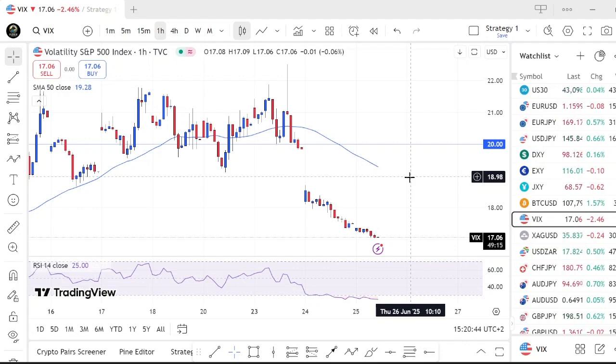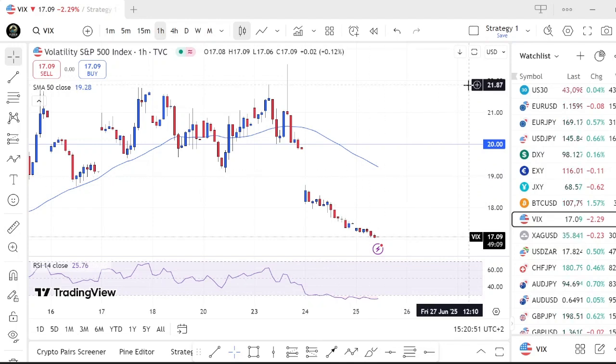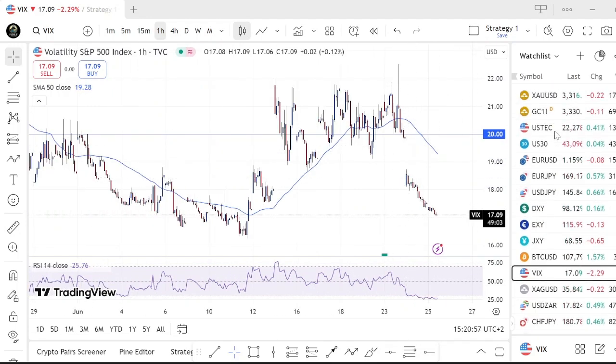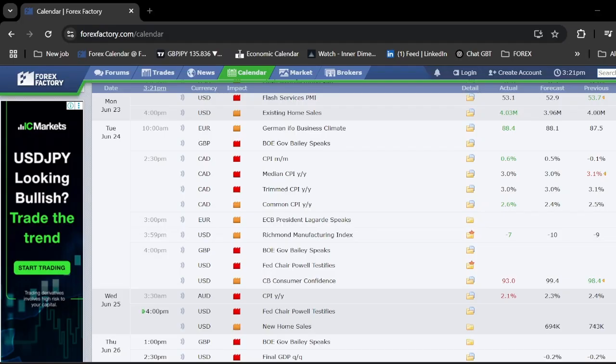But yesterday, very interesting situation where both gold and the indices were moving up simultaneously. But for now, investors are definitely risk on, and we will be looking for indices to have more of a pop to the upside. Now, let's just take a quick look at the news for the day.